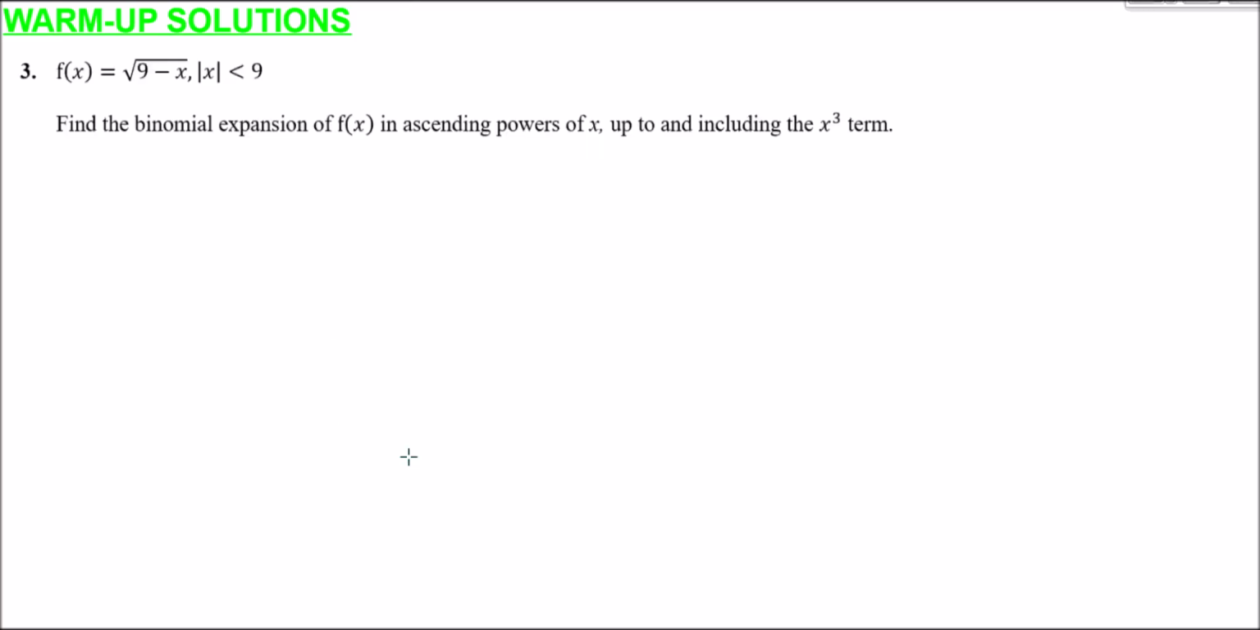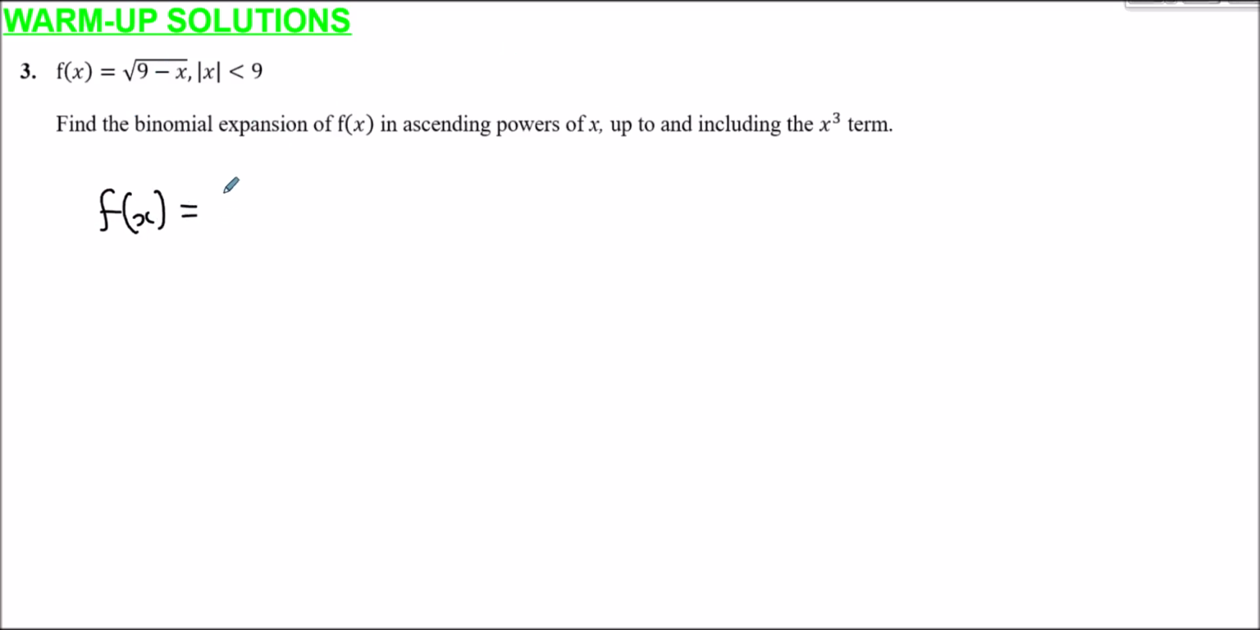Question 3. f of x is the square root of 9 minus x, where the modulus of x needs to be less than 9. Find the binomial expansion of f of x in ascending powers of x up to and including the x cubed term. What I'm going to suggest we do is to rewrite this as a power in index form.